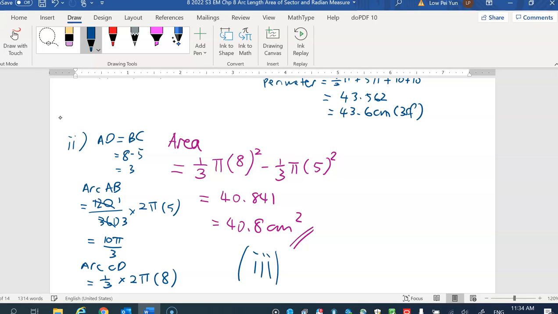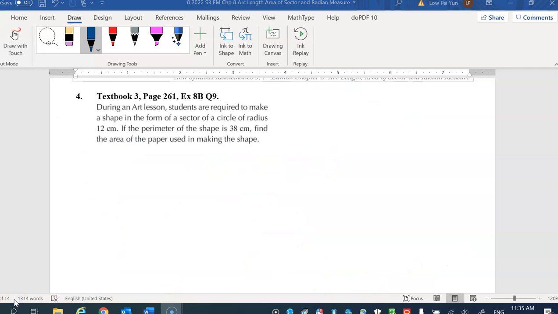Part 3, let me give you the answer. For perimeter it is 263 cm and area is 1640 cm squared, all to 3SF. Okay, let's move on. Last two questions of this video lesson.